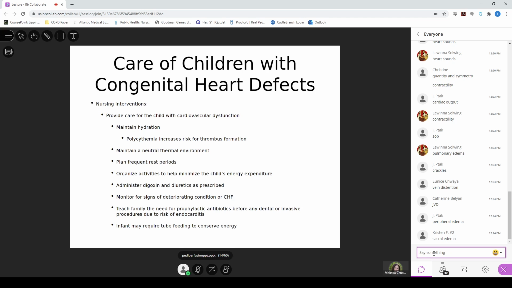So teaching the family about the use of prophylactic antibiotics before any dental or invasive procedures reduces the risk of endocarditis. They have to know about this. You can't have an infection in the heart on these patients. And then we talked about infants may require tube feeding to conserve energy with any of them.